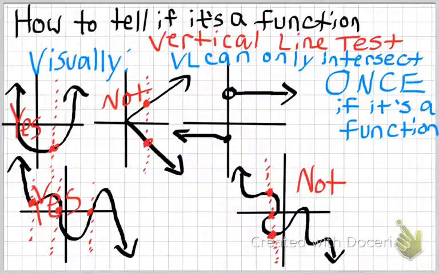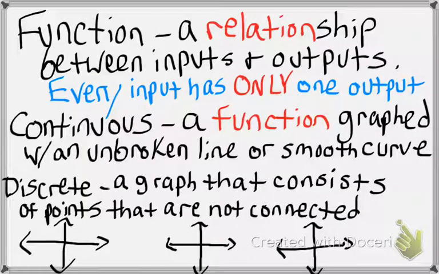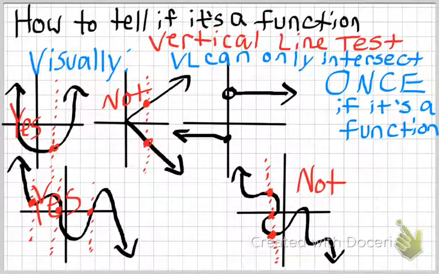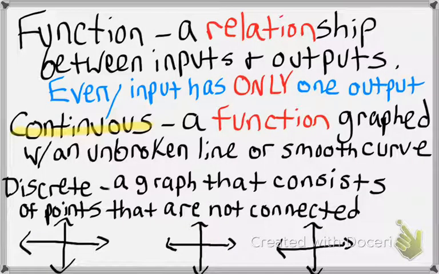So let's go back to that last slide for a moment. A continuous graph or continuous data. That's what we're going to talk about. It is a function graphed with an unbroken line or smooth curve. But you'll notice, continuous we usually use to describe functions. So technically, this one down here was continuous, but we found it wasn't a function. But that's okay. We're trying to make a point.